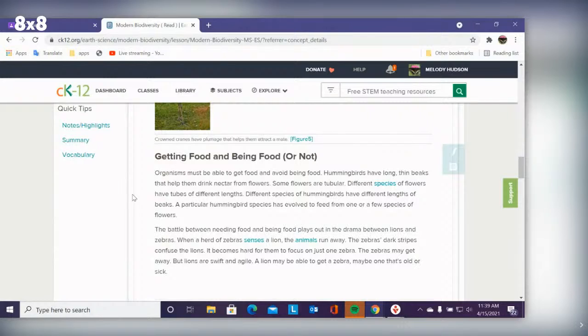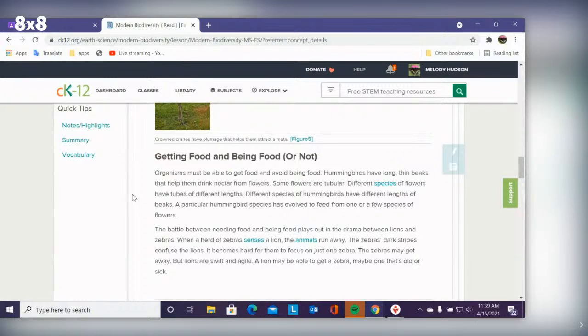And so getting food and being food or not, isn't that it? Organisms must be able to get food and avoid being food. Hummingbirds have long, thin beaks that help them drink nectar from flowers. Some flowers are tubular. Different species of flowers have tubes of different lengths. Different species of hummingbirds have different lengths of beaks. A particular hummingbird species has evolved to feed from one or a few species of flowers.